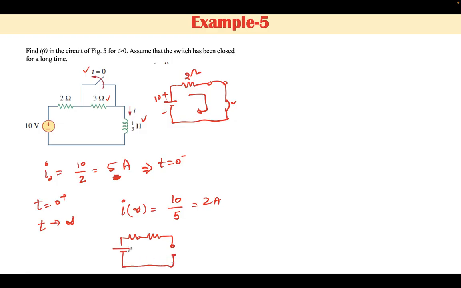Knowing the initial and final value of current through an inductor, this is 2 ohm, this is 3 ohm, and the inductor at the steady state operation will behave like a short circuit, and hence at t is equal to infinity, the equivalent circuit will be this. Now we know the initial value of current, we know the final value of current, and the time constant of this circuit is T is equal to L by R.